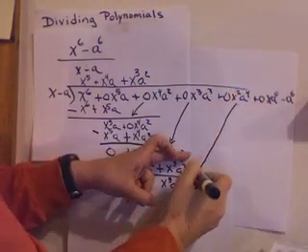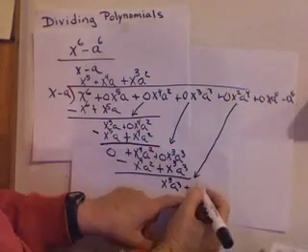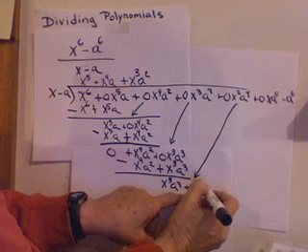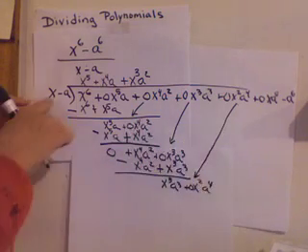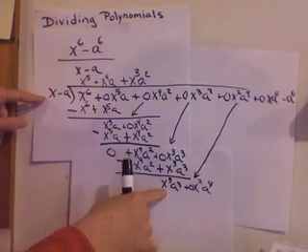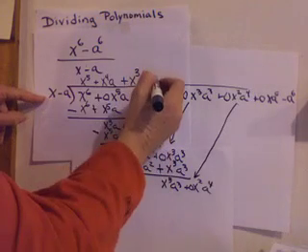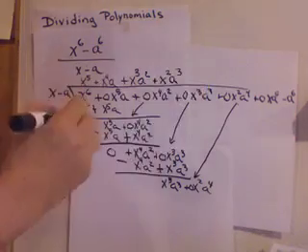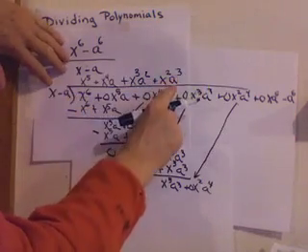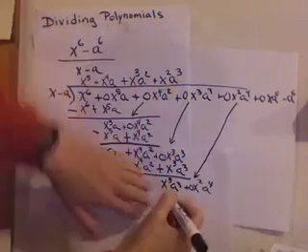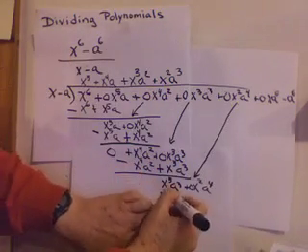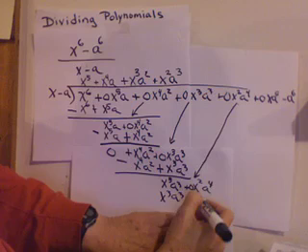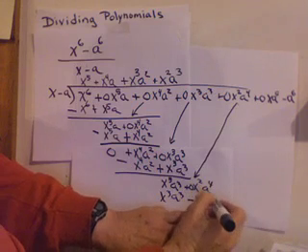I draw my arrow. It helps me keep track of what I have to bring down next. So now I have 0 x squared a to the 4th. Back here, what times x would give me x to the 3rd a to the 3rd? That would be x squared a to the 3rd. All right, let's do the multiply. X squared a to the 3rd times x is x to the 3rd a to the 3rd. X squared a to the 3rd times negative a is minus x squared a to the 4th.